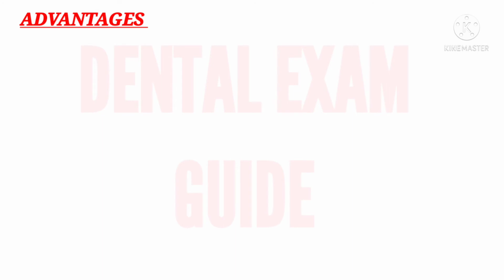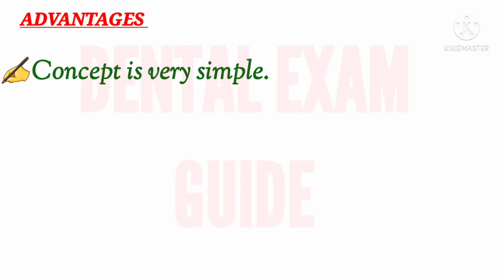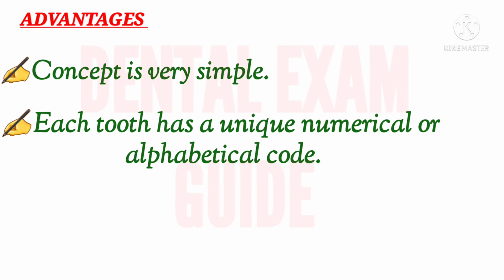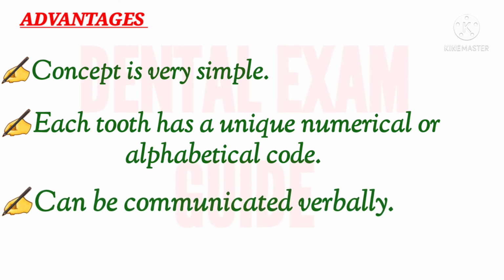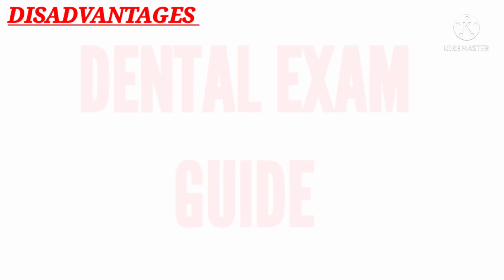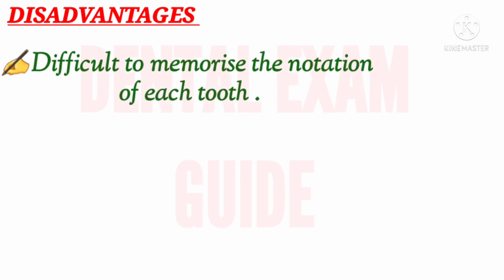Advantages of the universal numbering system. The advantages include that the concept is very simple and each tooth has a unique numerical or alphabetical code. It can be communicated verbally, it is compatible with the keyboard, and it is easy for typing. The disadvantages include that it is difficult to memorize the notation of each tooth and needs practice.